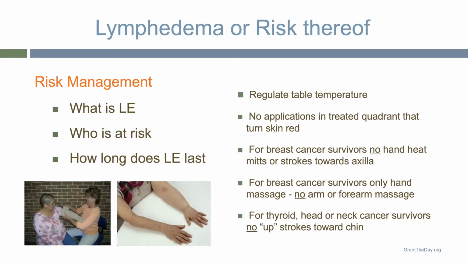The other thing that you can take home too is if for some reason you know that you have a client that has a history of thyroid, head, or neck cancer, do not take your strokes up any longer on the neck area. So reverse the direction of your stroke, bring it down across the neck, and you know that you're not going to be at risk of triggering lymphedema for those who've had thyroid, head, or neck cancer treatment.